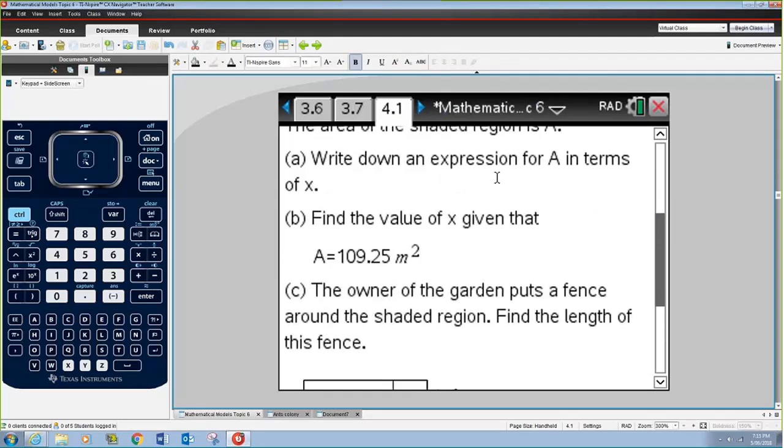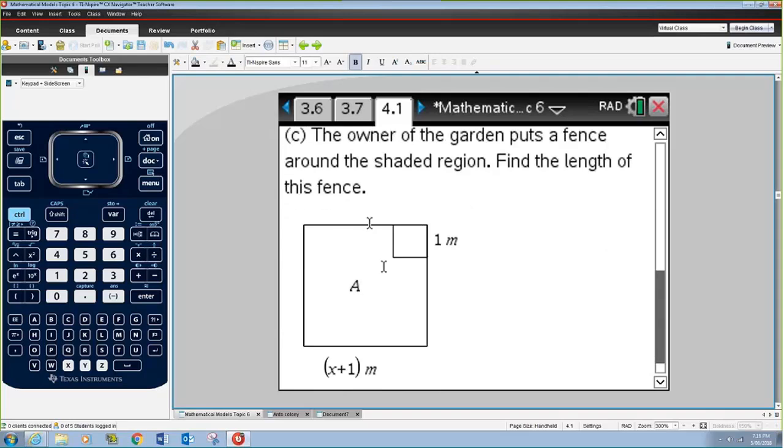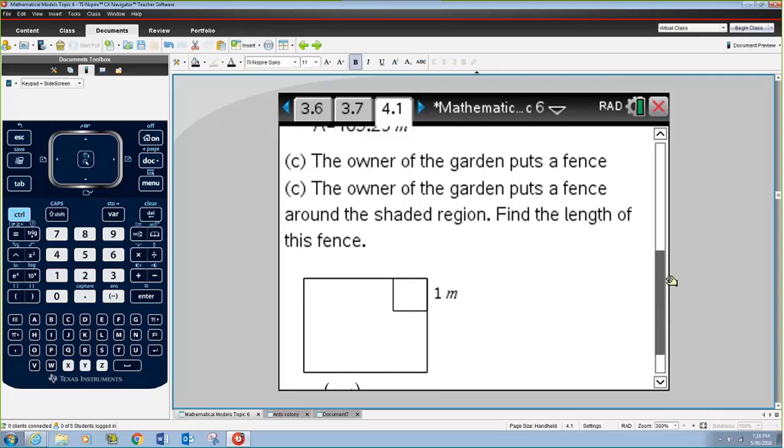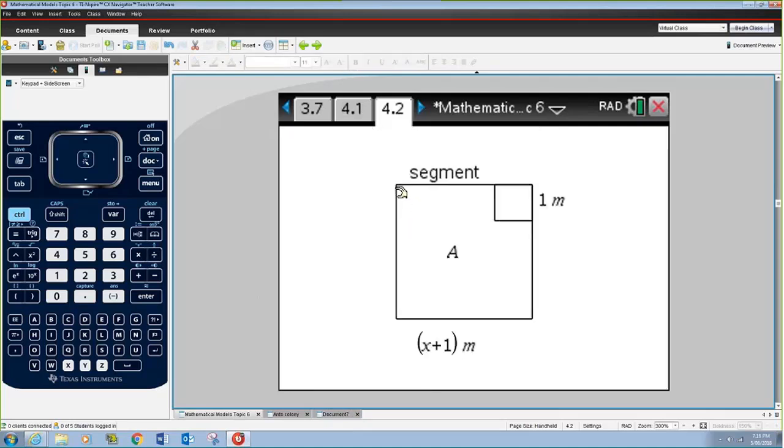Then we want to find the value of x given that the area is equal to this. And then we want to put a fence around the roses area and find the length of this fence in this particular case. So again, if we look at the question, which I actually have in a separate document, clearly the shaded area will be (x plus 1) times (x plus 1) minus 1.